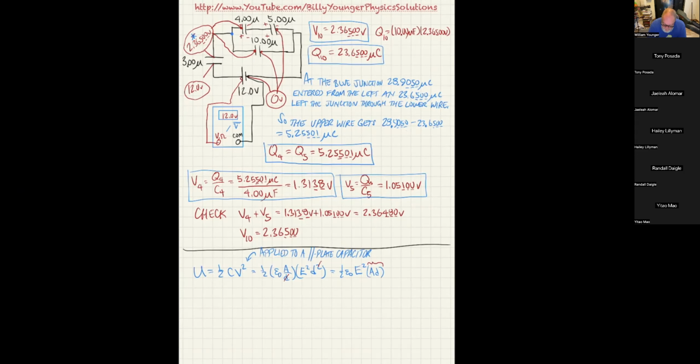Remember, the parallel plate capacitor had a capacitance of epsilon 0 A over D, where A was the area and D is the separation between the plates. A was the actual area of the plate. So what is A times D?